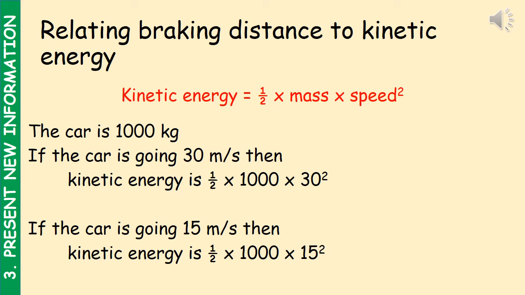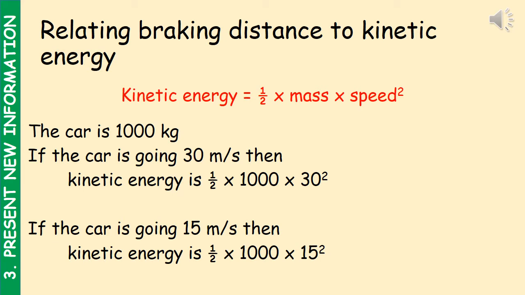is still half times the mass, 500, but this time multiplied by 15 squared. That gives us a kinetic energy of 112,500. And you will notice if you take the second of those and multiply it by 4, you get 450,000.